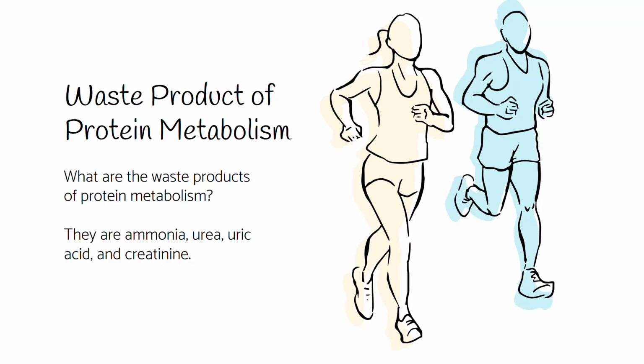Other than that, the urinary system also removes waste products of protein metabolism. What are the waste products of protein metabolism? They are ammonia, urea, uric acid, and creatinine. All of these substances are produced from protein metabolism. In many animals, the urine is the main route of excretion for such waste, and in some, the feces is the main route.